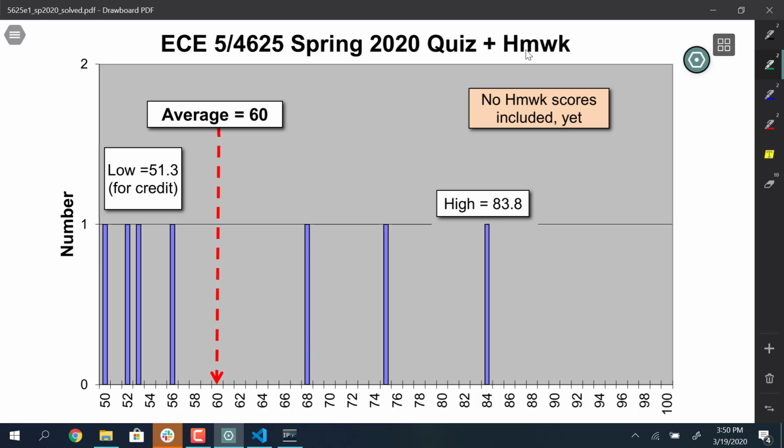So the high of 83 and the low of 52, well, the low of 51.3 is the lowest bar for those taking it for credit. But like I said, this will slide up considerably, I expect. I expect there will be homework scores that are easily in the 90s. I really do, and you probably do too, you just won't admit it. But so that will change.